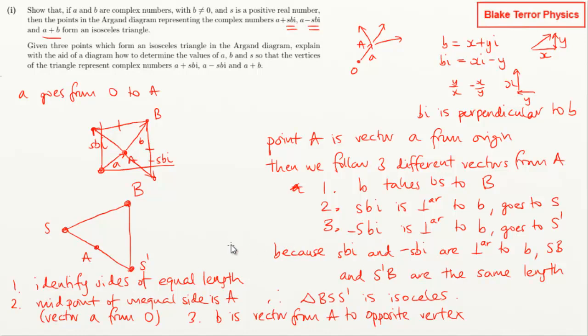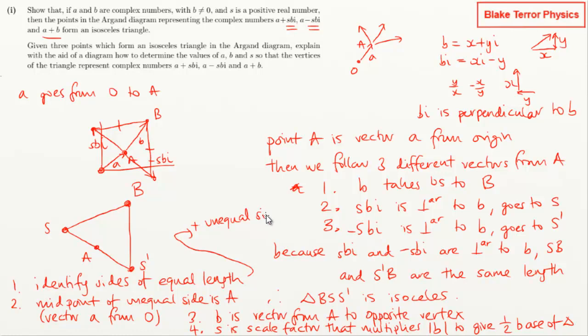Okay, right, I've run out of space here. So that's 3. Then okay, I'll squeeze it down here. S is scale factor that multiplies B, well, magnitude of B, I suppose, to give half the base of triangle. So if I call the identify sides of equal length and unequal side equals the base. Right, so let's just see if all that fits together.